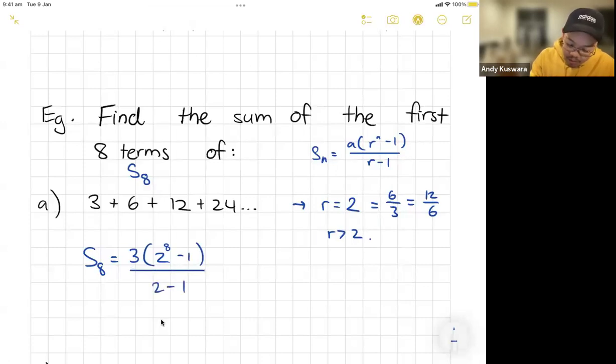And this leaves us with, let's do that as a nice number, 3 times 2 to the 8 minus 1. Thanks for bearing with me, fam. That would be approximately 765. So that means if I add the first 8 terms of this series, they all add up to 765.